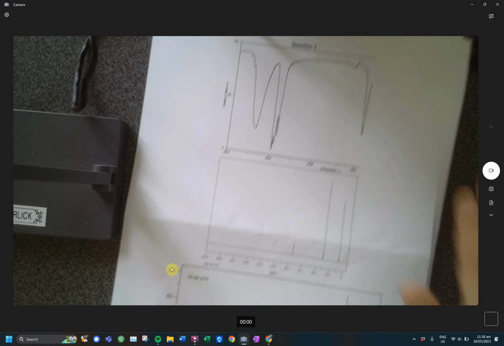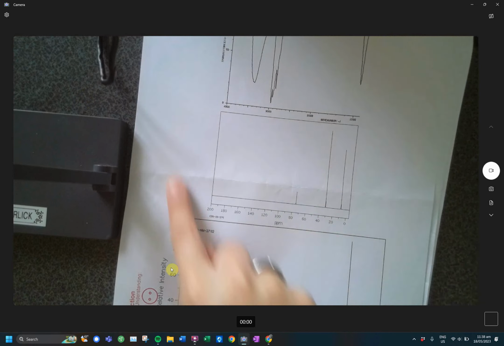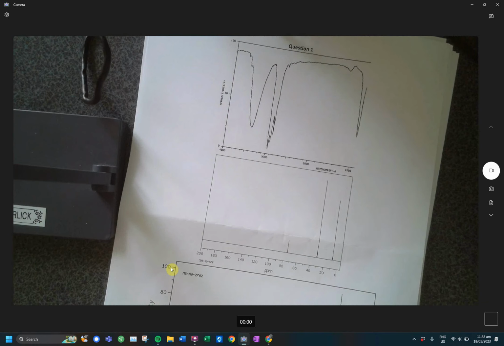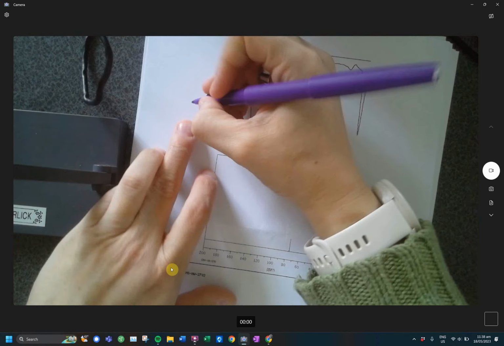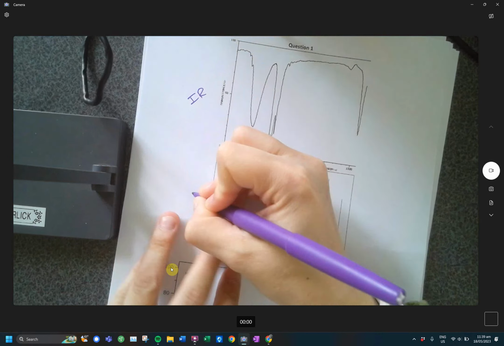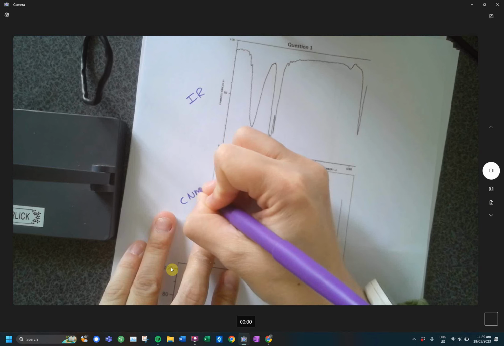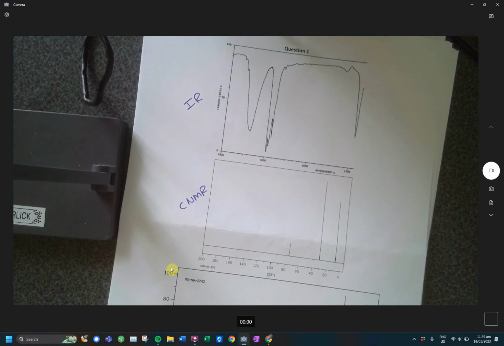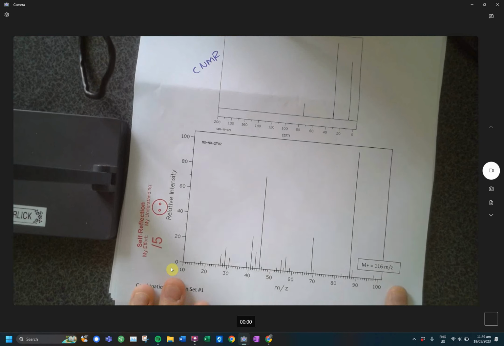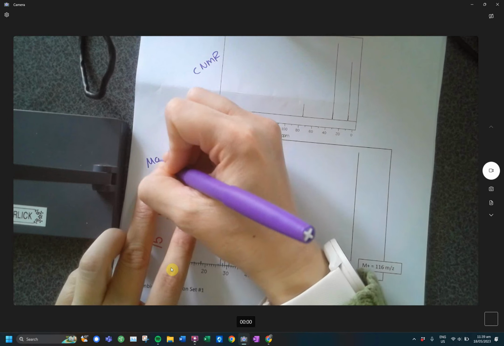The second bit of data on these sheets is something called CMMR. Do you want me to label these? Yeah. So we start knowing what these are referring to. So this one's IR. This one is CMMR. I'll talk about that one next week. This one on the bottom is mass spec.